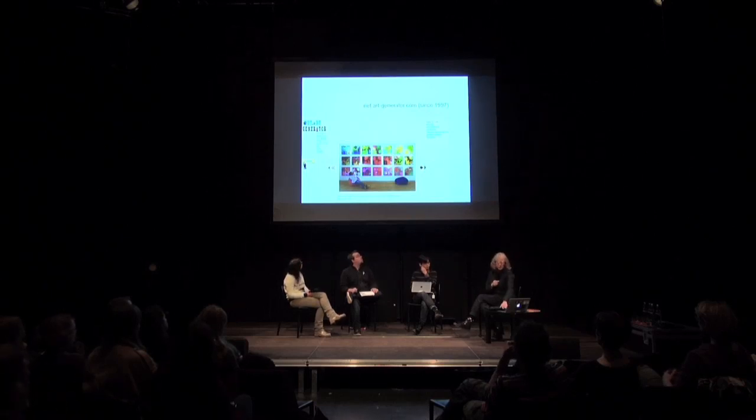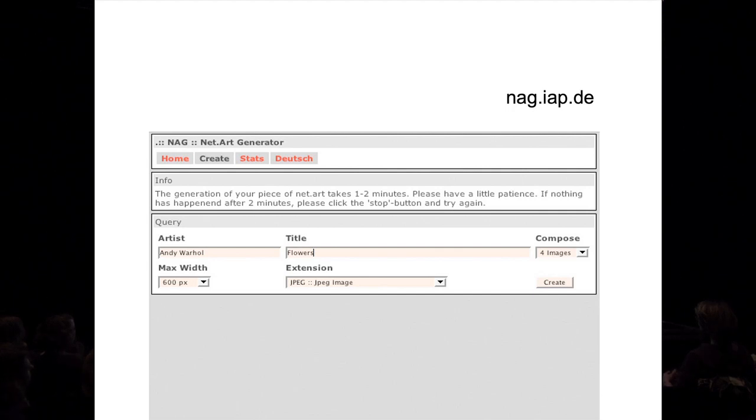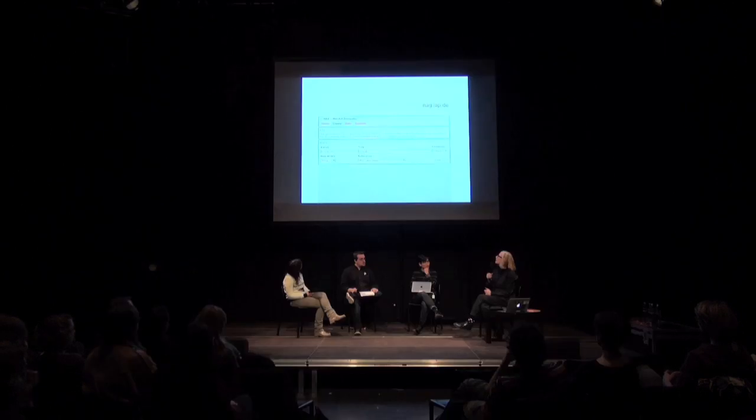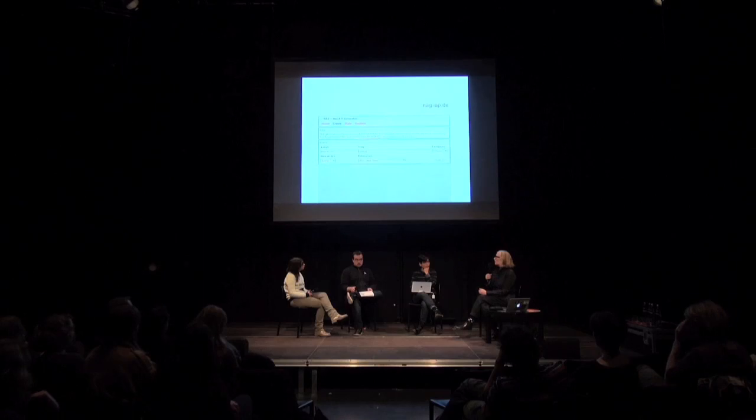In brief, the net art generator is a Perl script. It's a kind of computer program. It's very simple. It offers an interface to the user. You can type in the name of an artist and the title of the artwork. And this title will function as a search engine, as a search term, sorry. You click on the create button, and then the program goes to the search engine, retrieves material from the net, and sends it back to the server where the program is installed.